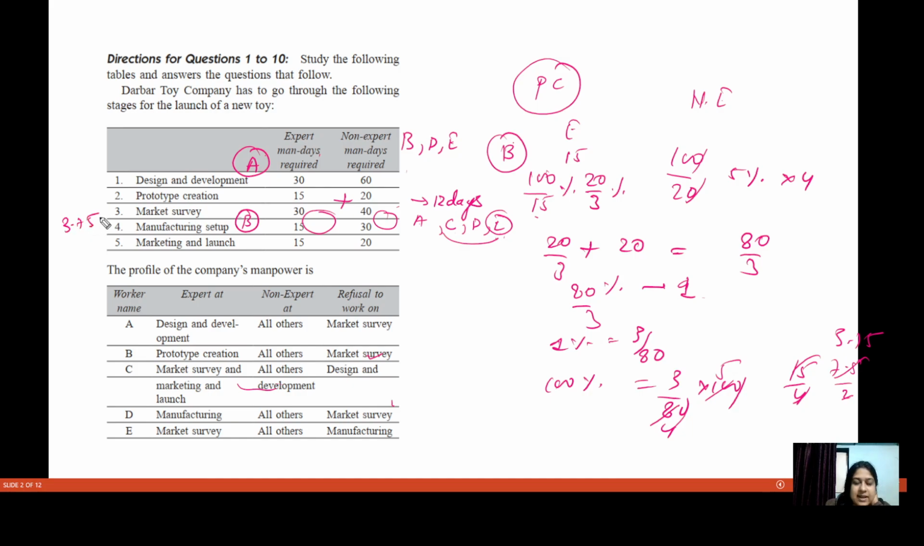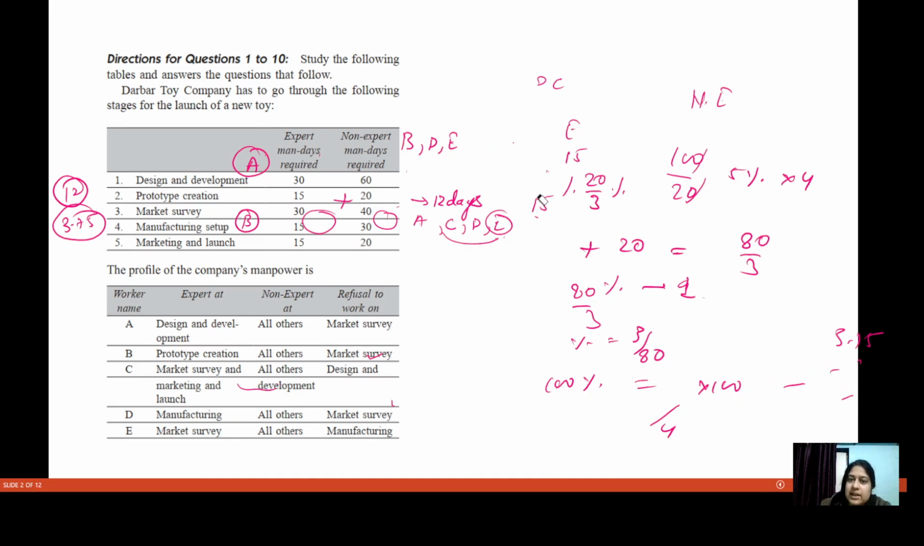So we get this as 3.75 days. Okay, let us write it here. We get this as 3.75 days. We get this as 12 days. Okay, here we find experts are A and B, and non-experts are B, D, and E for this. And for prototype creation, A, C, D, and E are non-experts. Okay, fine. So this is a question which is a little on the lengthier side, but we will still do it because we need to understand how to do data interpretation type of question.